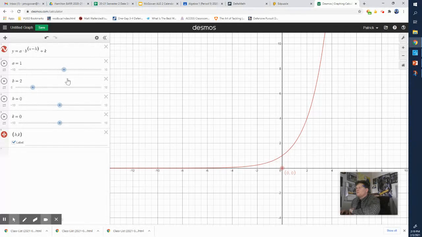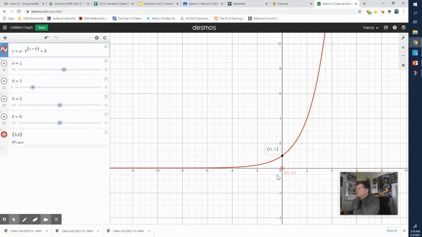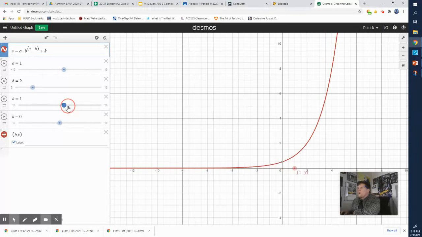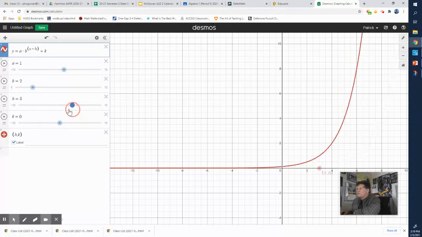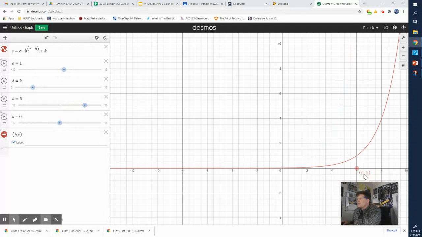Now the h value is the x value of this intercept here. So we have 0, 0 as that h, k. Let me show you what happens when we move h around. As h becomes positive, our graph moves towards the right. Notice our h value here, 2, 0, h value is 2. So our exponential function would say x minus 2. If I moved it even further, let's say 6, notice we're at 6, 0 for this value, and it would say x minus 6 up there.